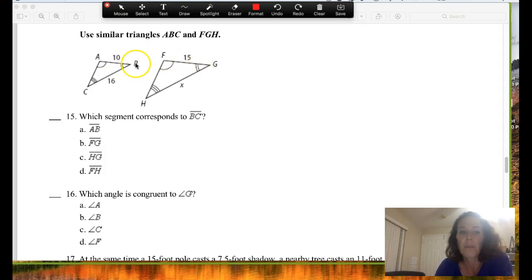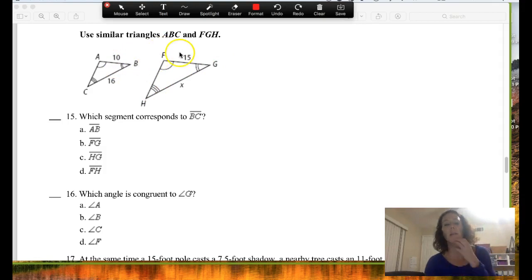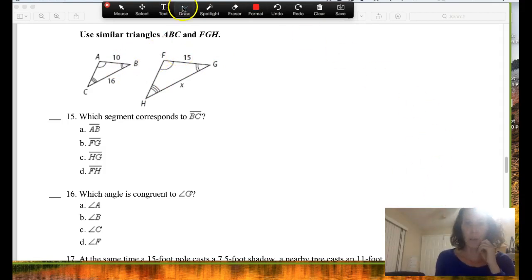So I want BC, so I'm going to go to the 2 marking to the 3 marking. I'm going to come over here to the 2 marking to the 3 marking. Now these ones line up nicely, but if the triangle is rotated, you should be able to figure it out that way. All right. So I want to know BC. Well, it's going to be corresponding to GH or HG. Okay, so BC corresponds to GH. You can call it HG if you so choose.